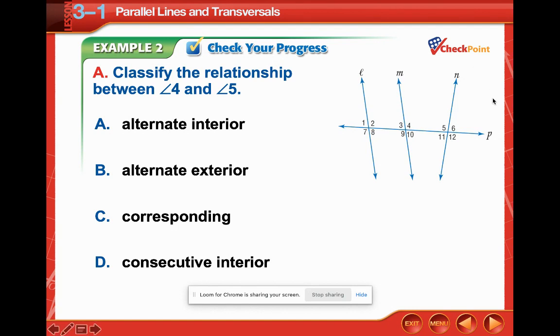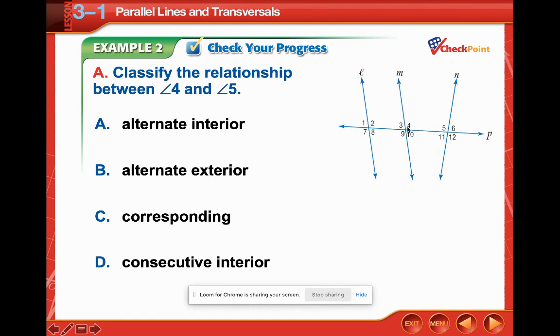So as you can see, 4 and 5 are both cut by the transversal P. They are not on alternate sides of P, so they can't be alternate interior, so we know A is wrong. We know that they're both on the interior of their respective lines, so we know alternate exterior is incorrect.